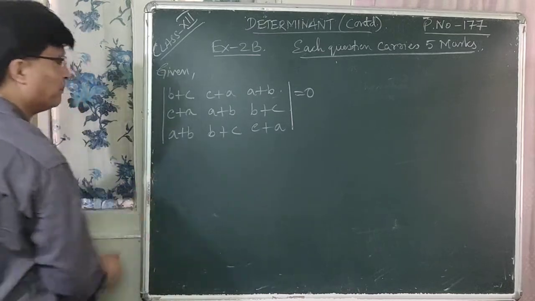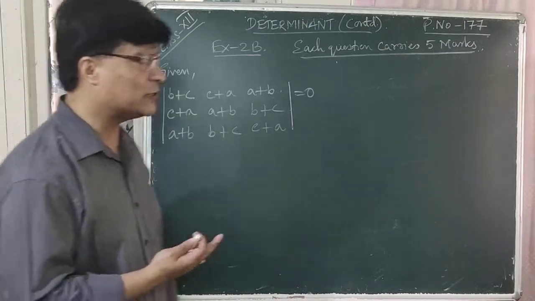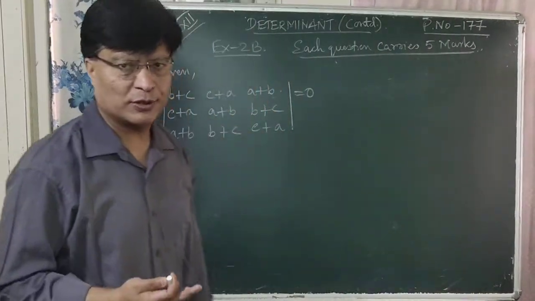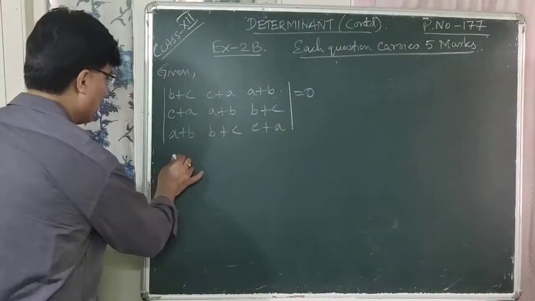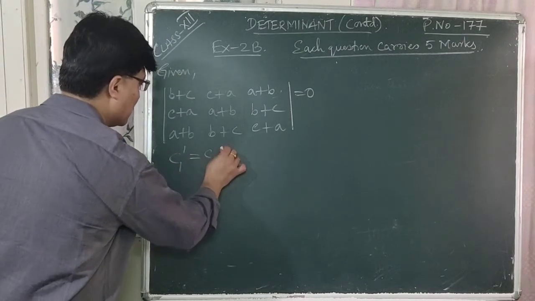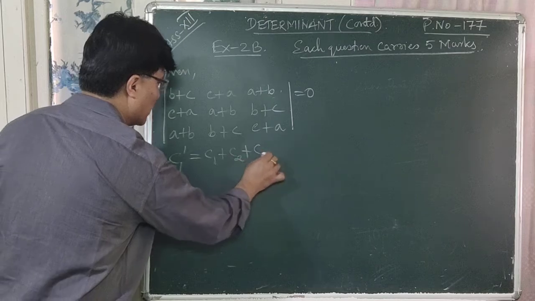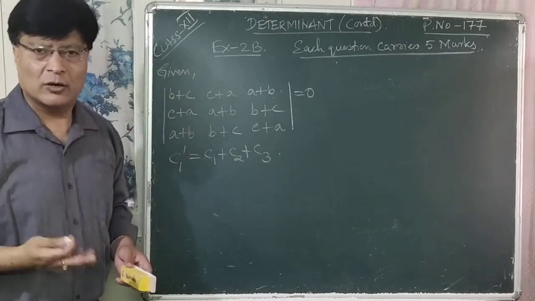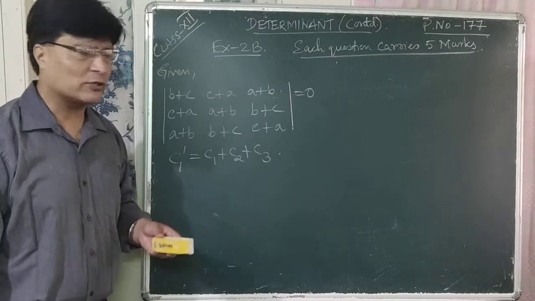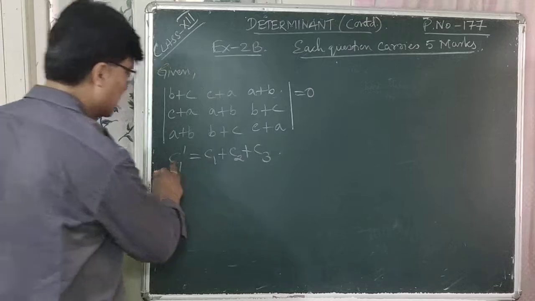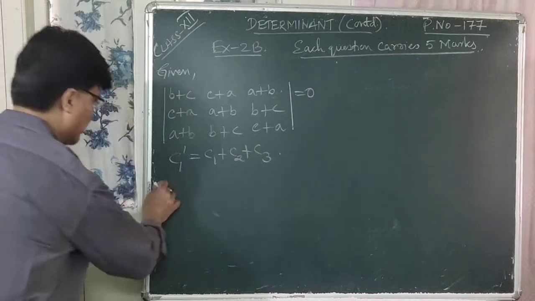So you can apply the properties with respect to the rows or with respect to the columns, right? So let's apply property in column 1. That is C1 dash is equal to C1 plus C2 plus C3. You may apply property row wise also. With respect to row wise also, you can use the property number 5.